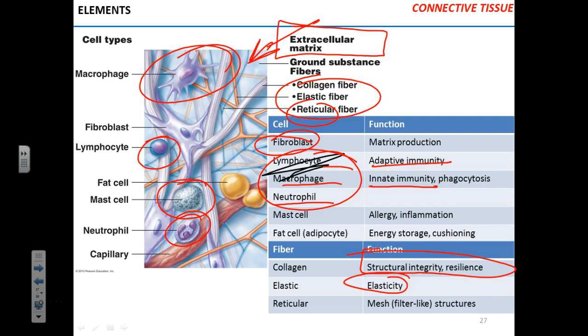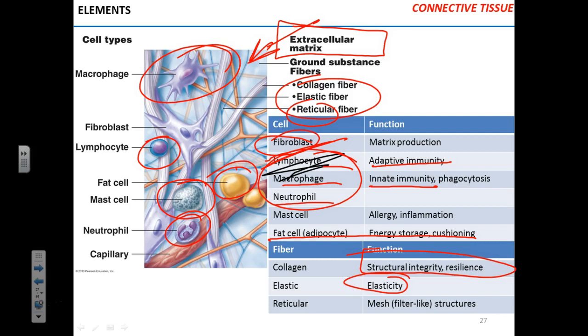Another very interesting type of connective tissue cell is the fat cell, the adipocyte. The adipocyte, represented here, is essentially a fibroblast that is terminally differentiated. You understand what it is? What I just said. Terminally differentiated.